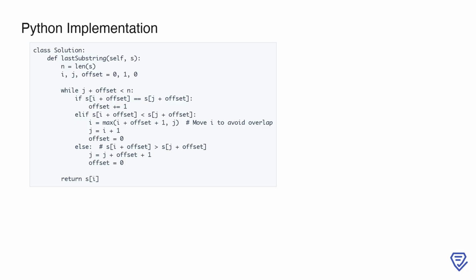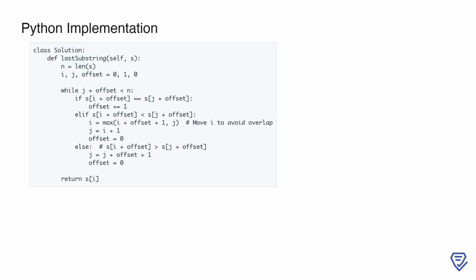Explanation. 1. Initialization. i and j are pointers to the start of two substrings being compared. Offset tracks the character position within these substrings being compared. Initially, i is 0, the first substring starts at the beginning, and j is 1, the second substring starts at the next character. 2. Comparison loop. The loop runs while j plus offset is within the string bounds.